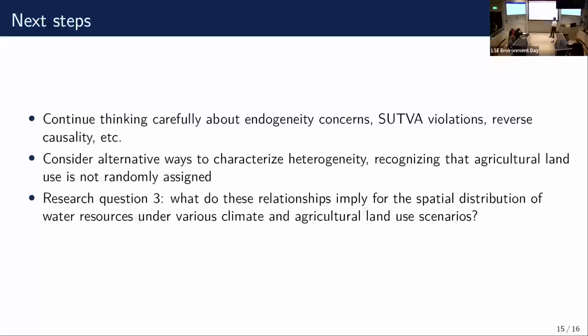And then the third thing, as I mentioned before, is thinking about the future of climate change, and in particular under different scenarios of warming from CMIP6, and also different assumptions about how agricultural land use might develop in the future. We want to think about the spatial distribution of water scarcity and water stress, and whether places that are currently growing the most crops are places that we would expect to be the most water stressed in the future. That's all I have.